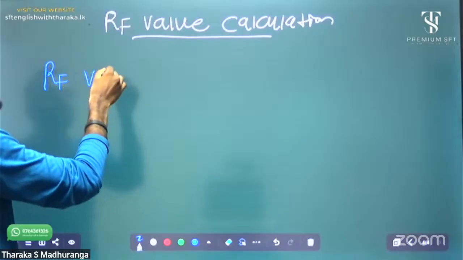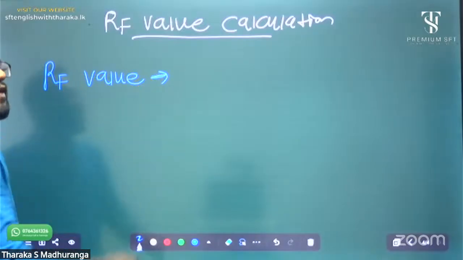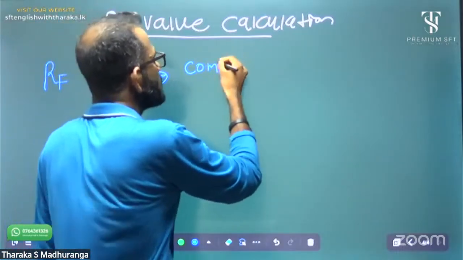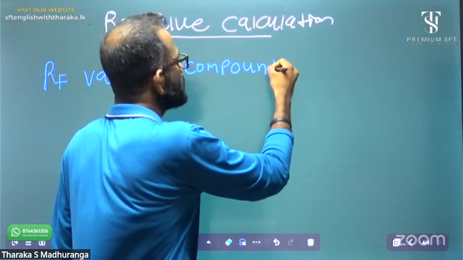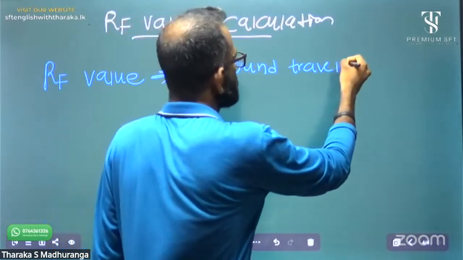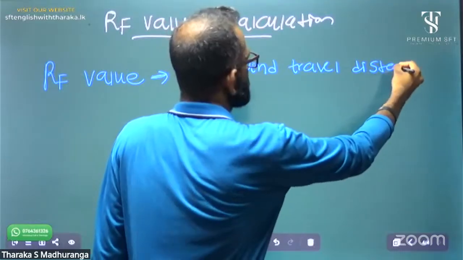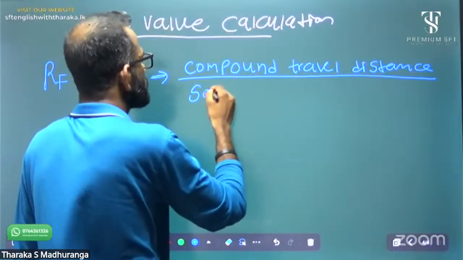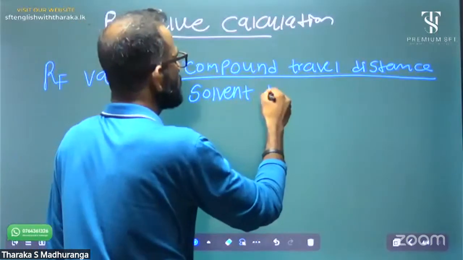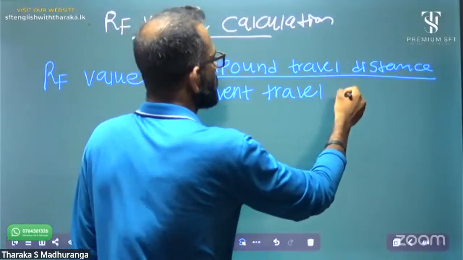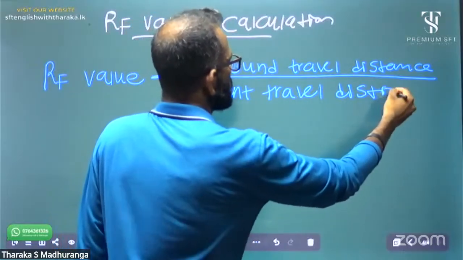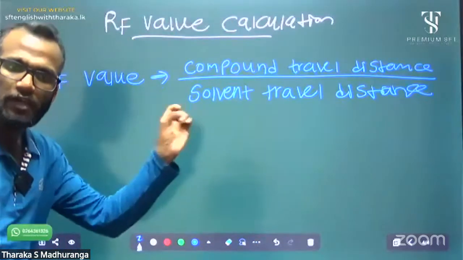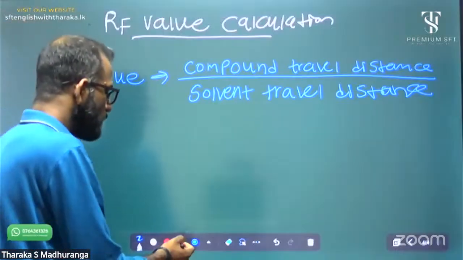RF value means the ratio between compound travel distance divided by solvent travel distance. Compound travel distance divided by solvent travel distance is the equation.